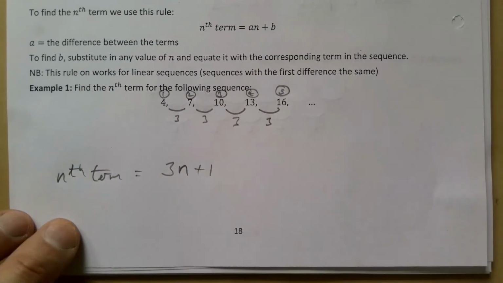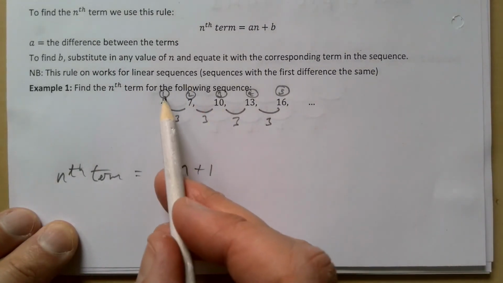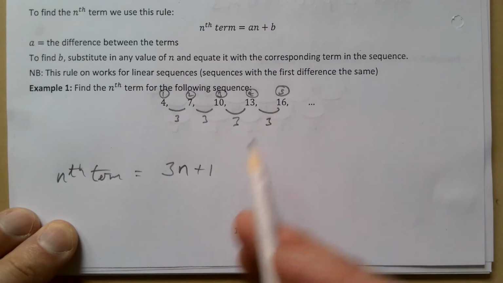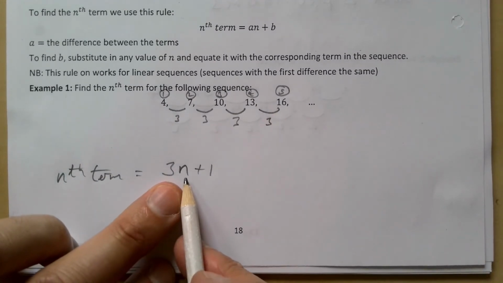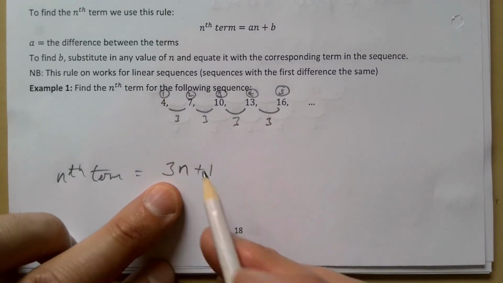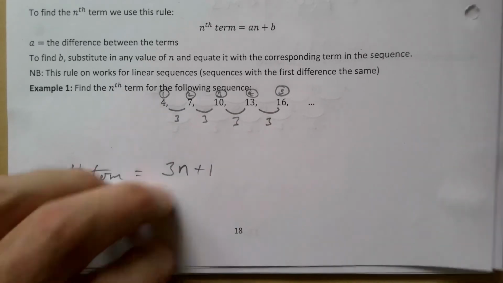So a quick recap on that, we're going to do another couple of examples anyway. Number them, find the gap, that tells you what number you multiply n by. Put the number 1 into the formula and see what you have to add or subtract, and that should work for you most times for this.